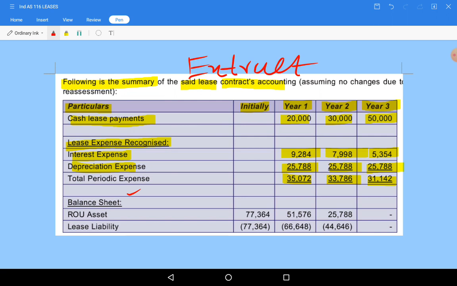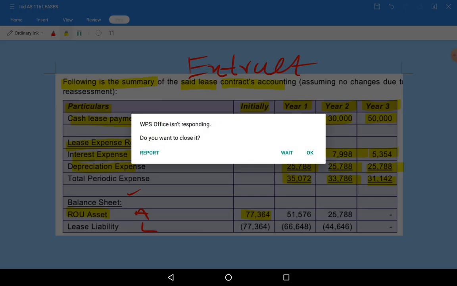Next, in the balance sheet, this is asset and this is liability. So asset value, we have the right of use asset. Initially we have recorded 77,364. From that you have paid 20,000, and you have added 9,000 interest. So whatever is at the top in the lease liability table, that we will get here. I'll show you, just a minute. And lease liability, whatever we are paying every year will come here: first year, second year and third year.